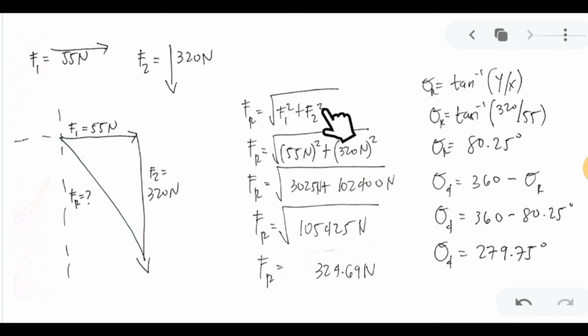This is the formula. F1 is equivalent to 55 Newton. F2 is 320 Newton. 55 squared, that is 3,025 Newton. 320 squared, that is 102,400 Newton. Get the sum, that is 105,425. Get the square root, that is 324.69 Newton.